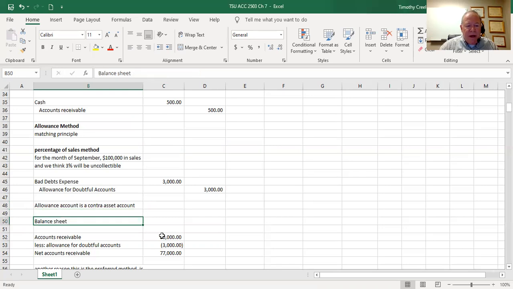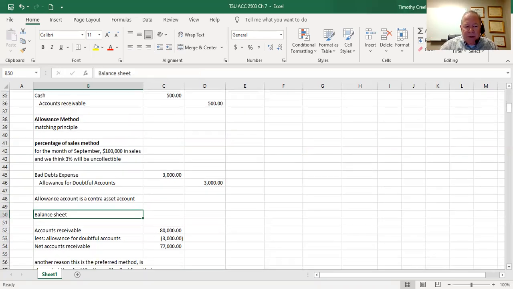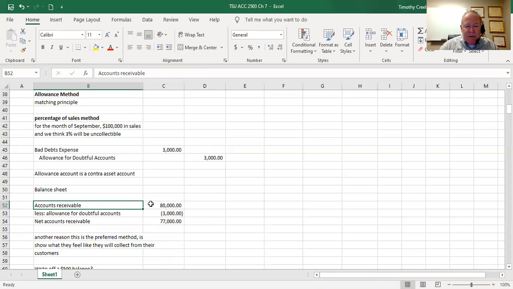And so this is kind of what it would look like on the balance sheet. A company would basically have their accounts receivable balance, which would reflect everything that's owed to them by their customers. That's what would be reflected here. And then less the allowance for doubtful accounts, which would be, again, what they feel like they're not going to collect. And then you would have net accounts receivable, which would be the difference. So this is what it's going to look like on the balance sheet.